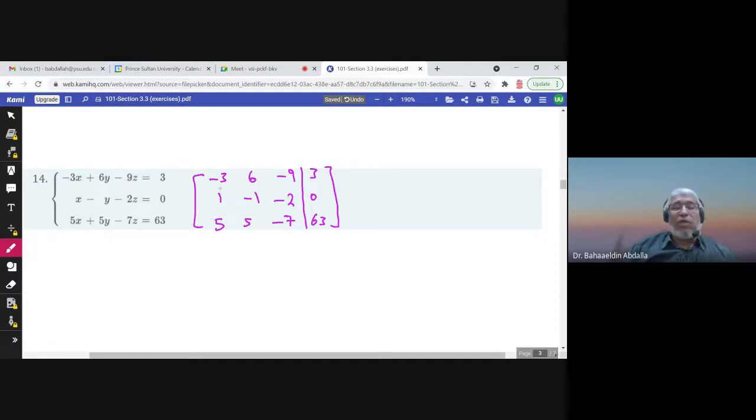All right, I need this number to be 1. Negative 3 has to be 1. Well, I can divide by negative 3 and I can interchange. Since all numbers are divisible by negative 3, I choose to divide by negative 3. Please, you can solve it in another way, no problem. Interchange and get the same answer. 6 over negative 3 is negative 2. Negative 9 over negative 3 is 3. 3 over negative 3 is negative 1.